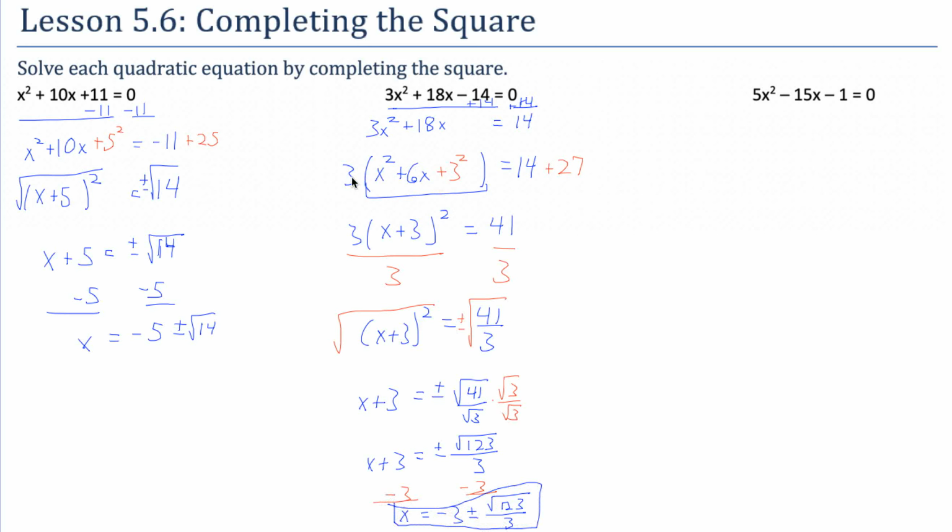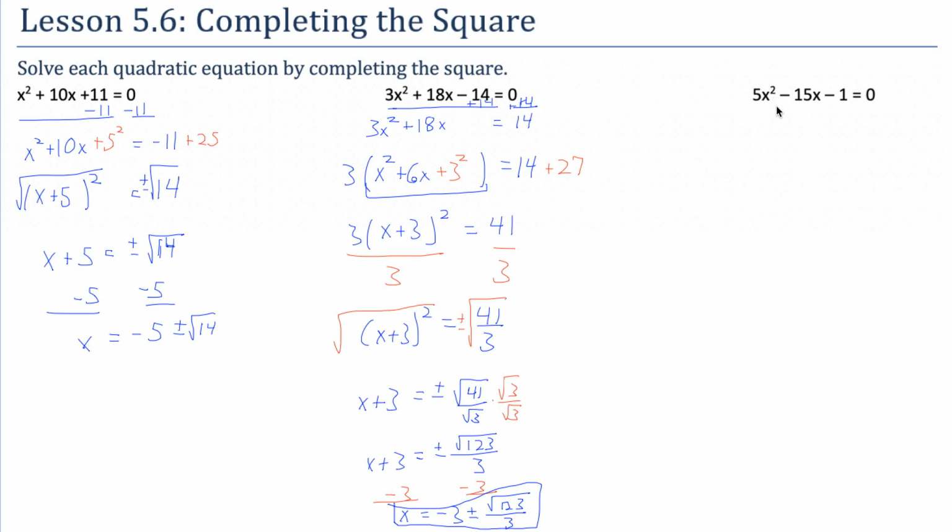We factored out the 3, we added the 9, which was really 27, to complete the square. So we continued solving. We had to remember not to leave a square root in the denominator, so we had to use this little process here called rationalizing the denominator, and then we were able to finish solving.